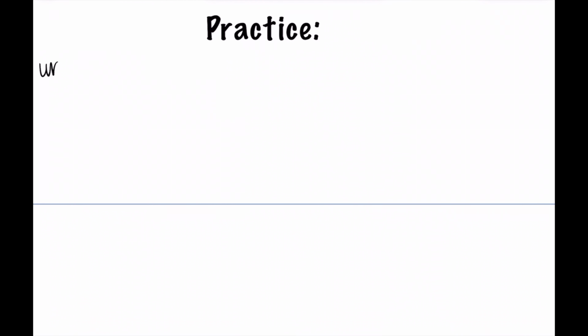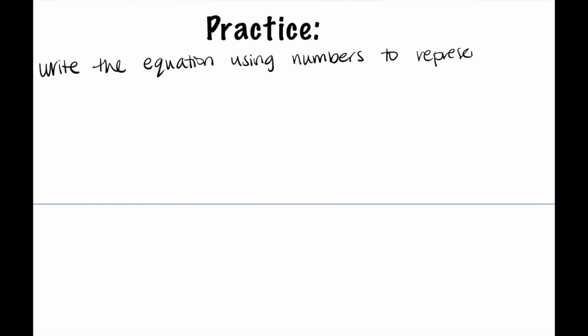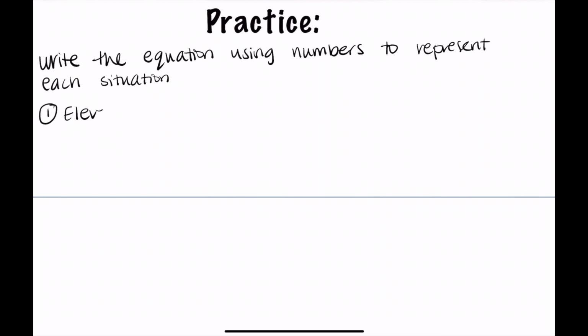So now that we've looked up and defined our key and we know our buzzwords, let's get into our practice section for today. The directions say to write the equation using numbers to represent each situation. So we are given the terms and we are going to write it in terms of numbers.